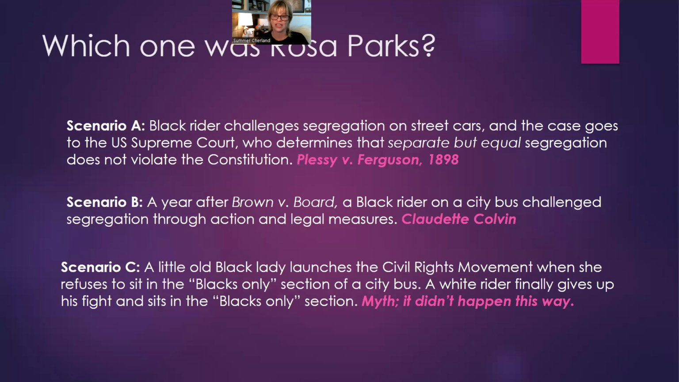How about scenario C? This is probably the one that you thought was Rosa Parks, this little old lady who gets on a bus and she sort of defies and she's so tired that she won't get up. A little old black lady launches the civil rights movement when she refuses to sit in the blacks only section of a city bus. A white rider finally gives up and segregation is sort of over as a result of this. Okay, this is a myth. It did not happen that way.